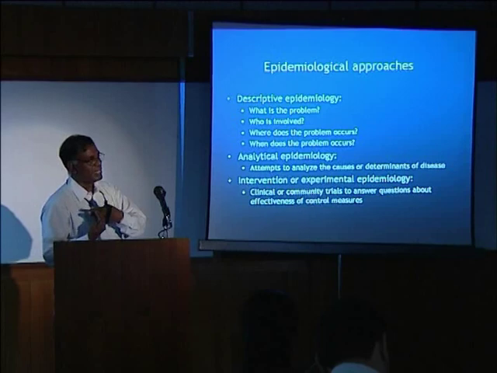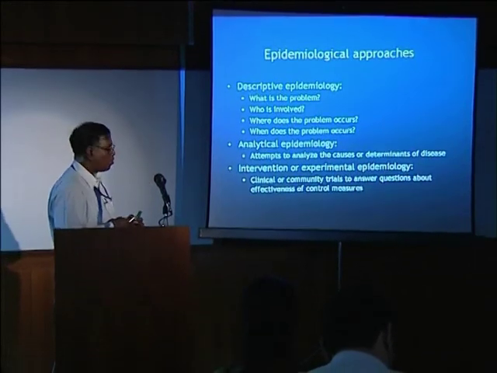Then the next step is called analytic epidemiology, which attempts to analyze the causes or determinants. You saw in the definition of epidemiology the distribution and determinants of health events. Distribution is seen in descriptive epidemiology. For determinants, you need to have a special study done to find them out. This is all called analytical epidemiology.